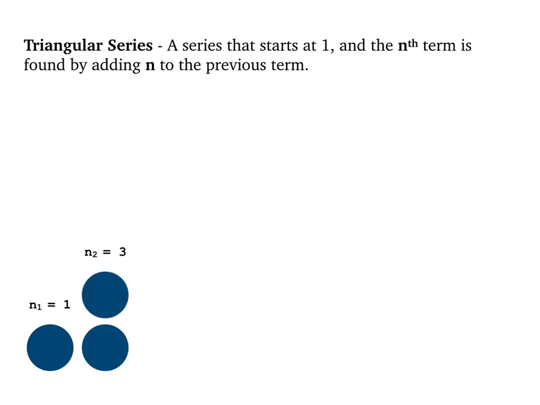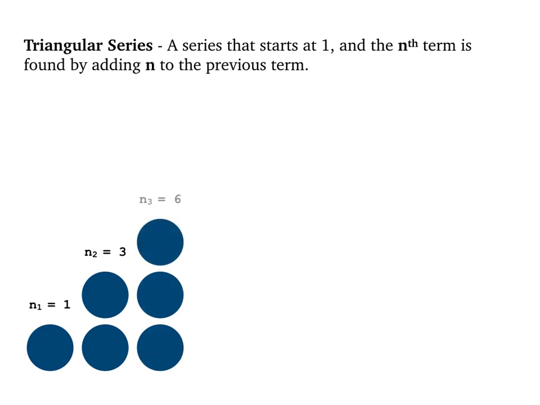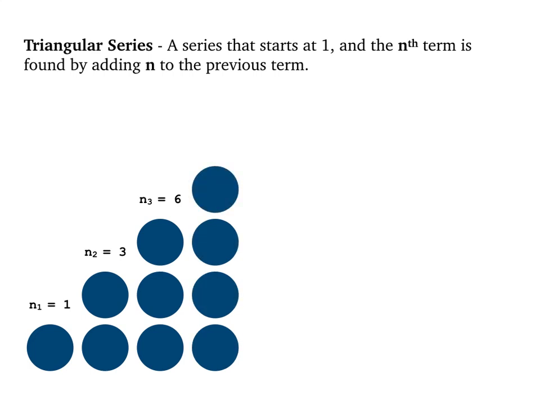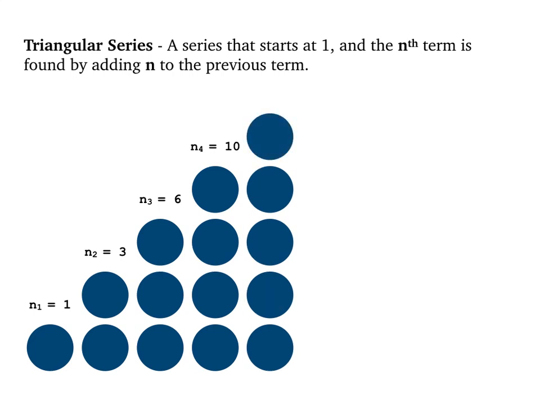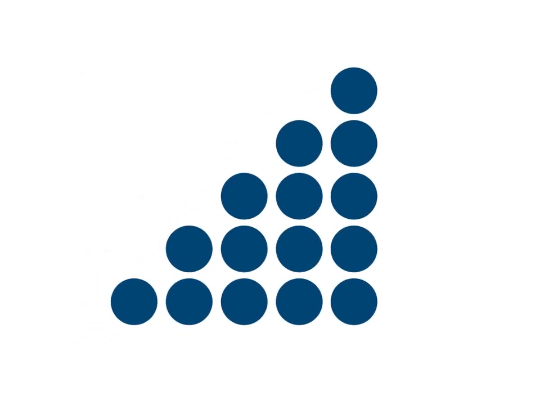Then, to find the third term, we're going to add 3 to the previous term. What's 3 plus 3? 6. Then, to find the fourth term, we're going to add 4 to the previous term. What's 6 plus 4? 10. Then, to find the fifth term, we're going to add 5 to the previous term. What's 10 plus 5? 15. Right? Now, here's how this process would look in code.